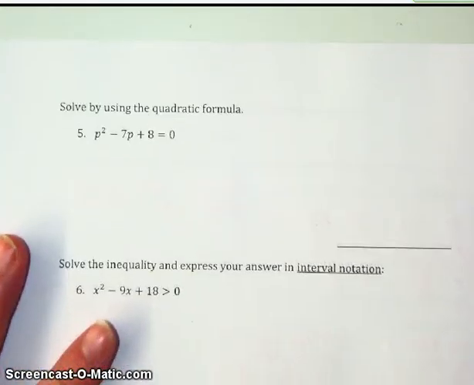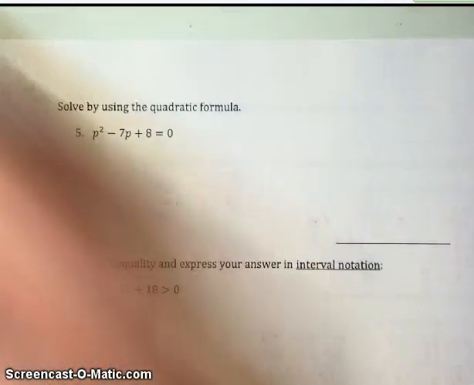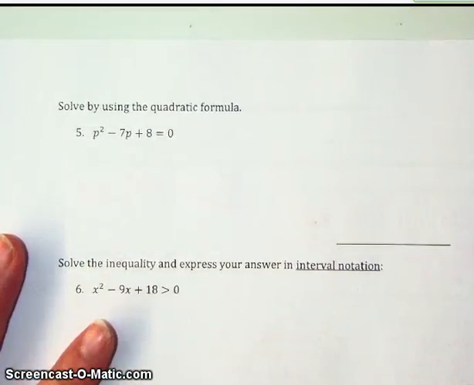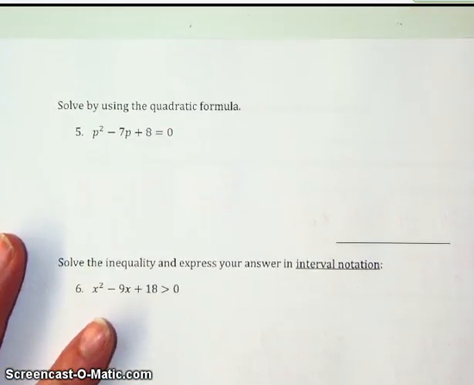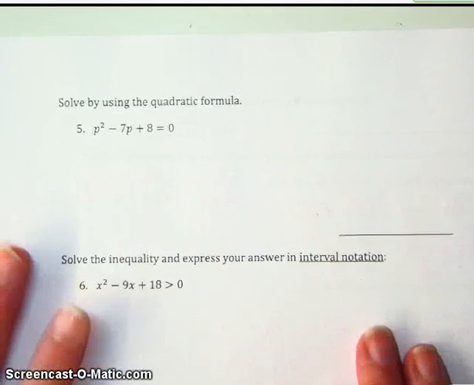Okay, this is PreCalculus. Test review for chapter 2, the backside. Okay. Problem 5, solve using the quadratic formula.